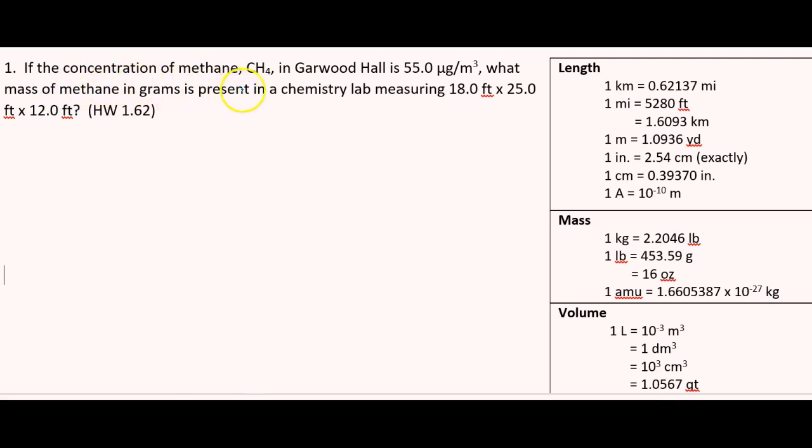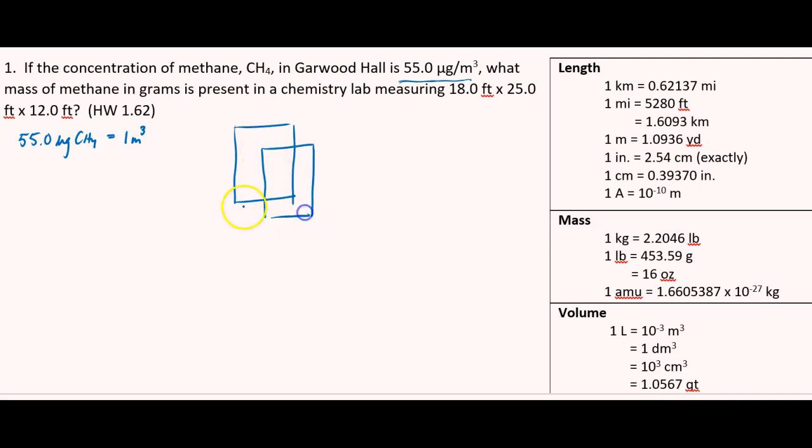They're telling us the concentration of methane in Garwood Hall is this. Well, what does this mean? That means that for every 55.0 micrograms of methane, there is 1 cubic meter of what? Let's picture this a little further. If this is Garwood Hall, and Garwood Hall is large, for every 1 cubic meter, you can imagine a cubic meter, there's this many micrograms of methane.